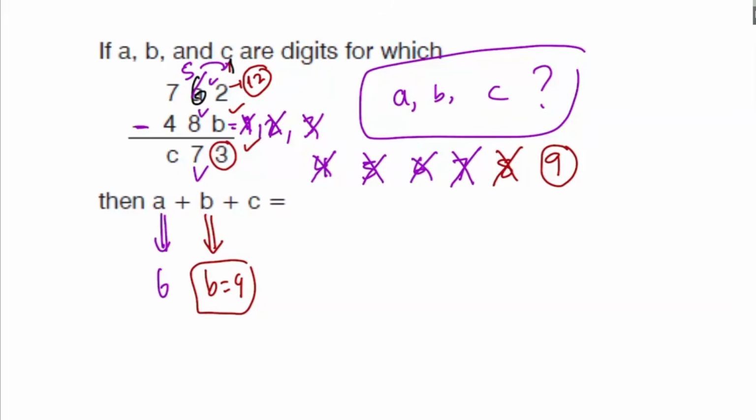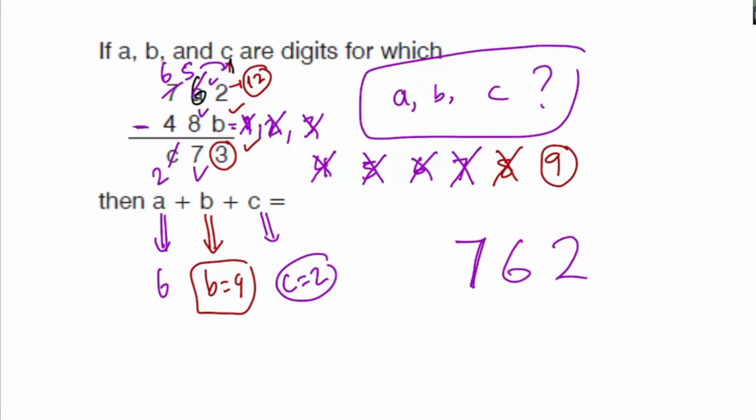Then what is this? You borrow one of the 7. Then this becomes what? 6. 6 minus 4. 2. So C, it has to be what? 2. Let's try to check our work. 700, so 762 minus 1... 489.